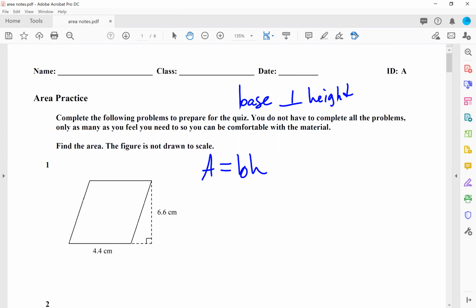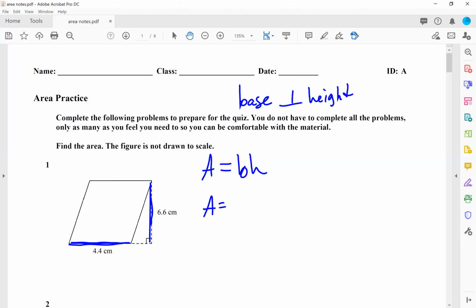angle. So here, this 4.4, this is our base, okay? And it's not the base because it's on the bottom of the shape. It's the base because it is one of the sides of our parallelogram. Now, the height of our parallelogram is not the other side of our parallelogram. It's actually in this line here, this 6.6, because as you can see, the base and this line, they're making a right angle. So that is your base and your height for the parallelogram.